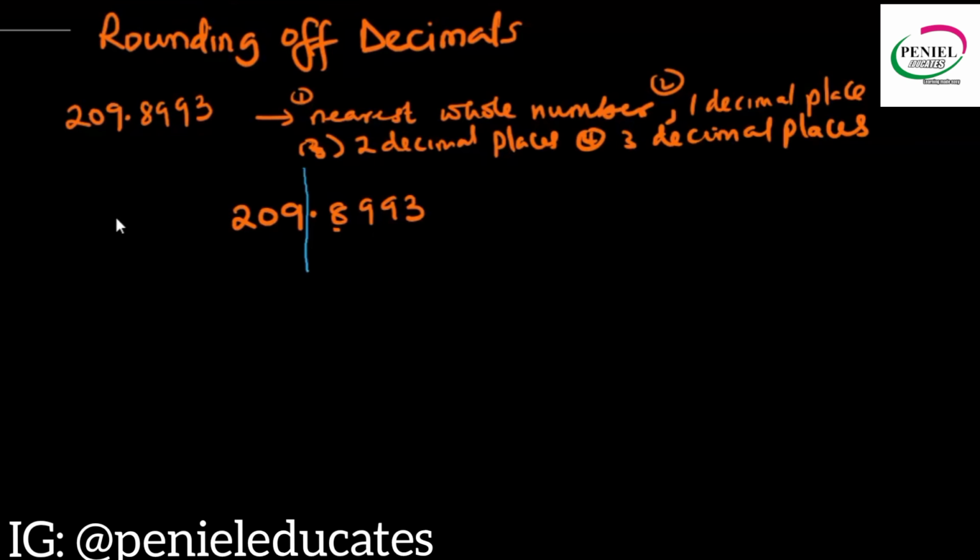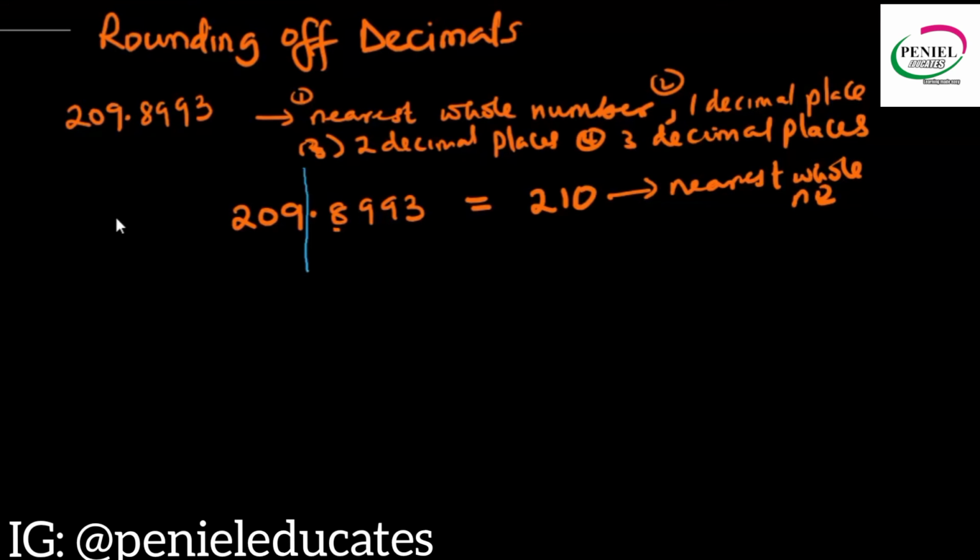Once we convert the number to 1 and add to this, it becomes 210, because you add 1 to 9, it's going to be 10, so that's 210. Maybe dot 0. So for 210, it's just 210. All right, so this is the nearest whole number.